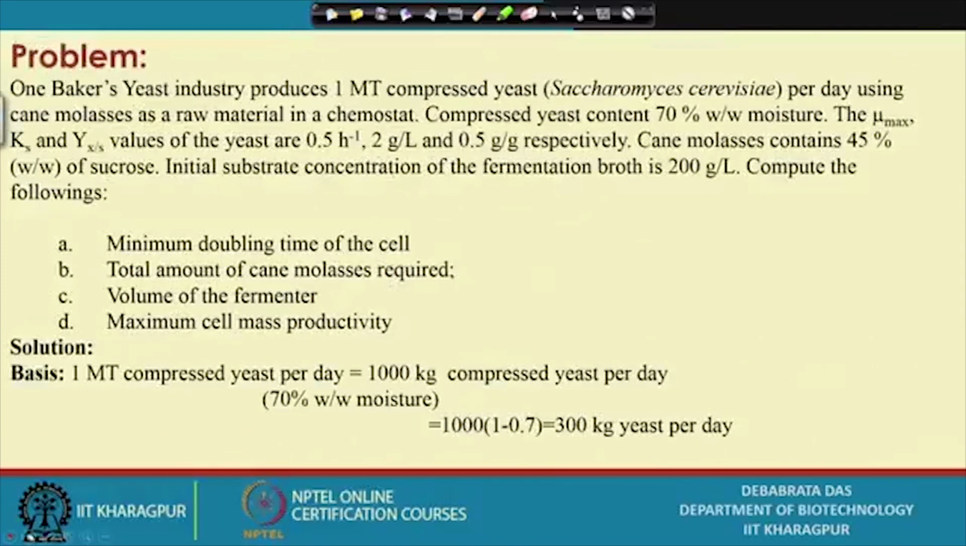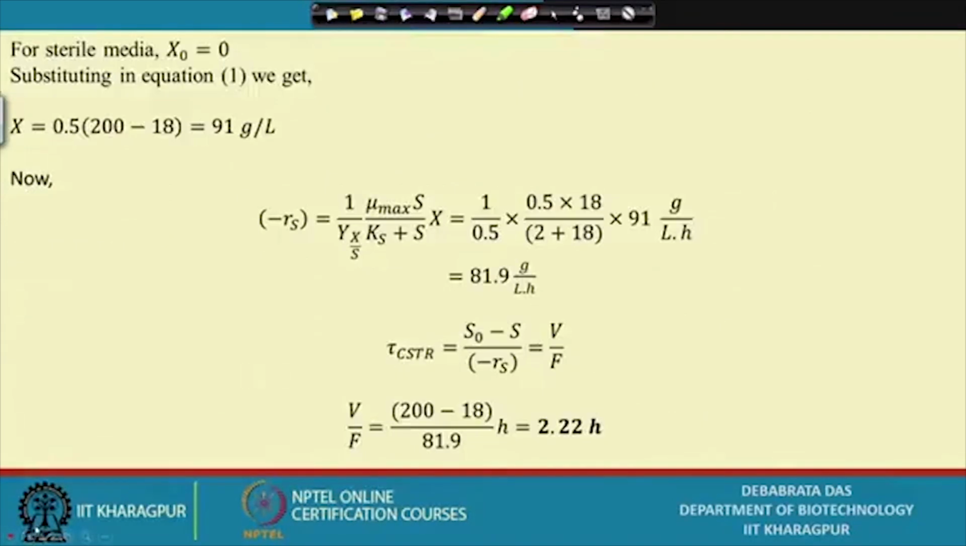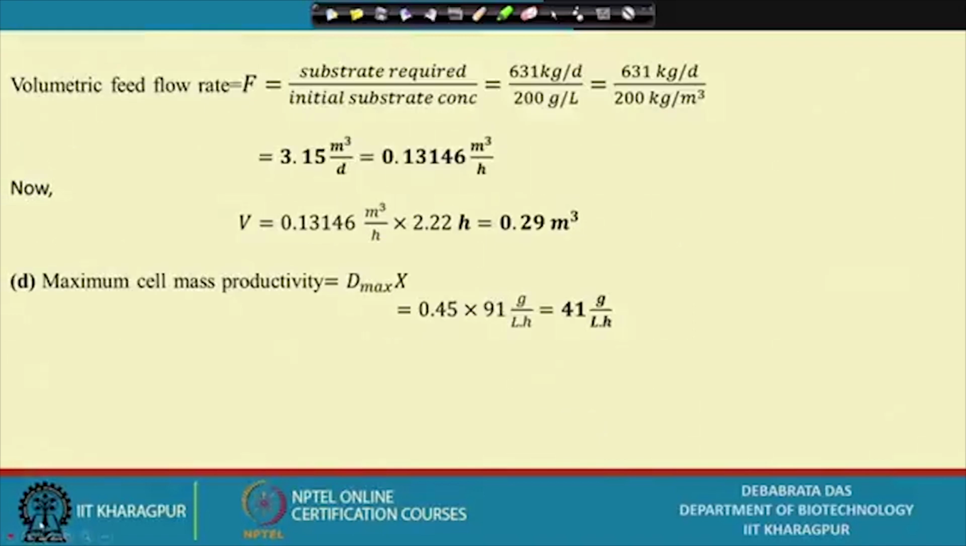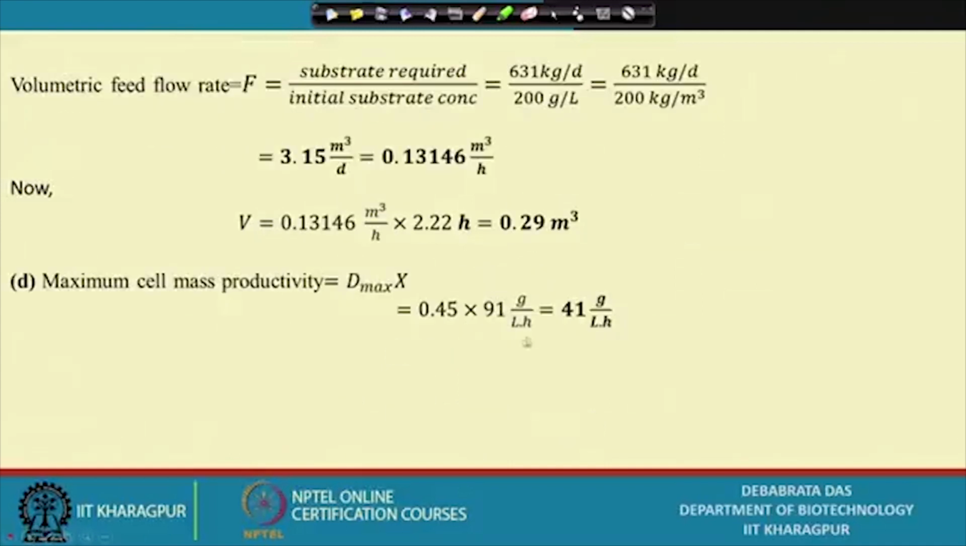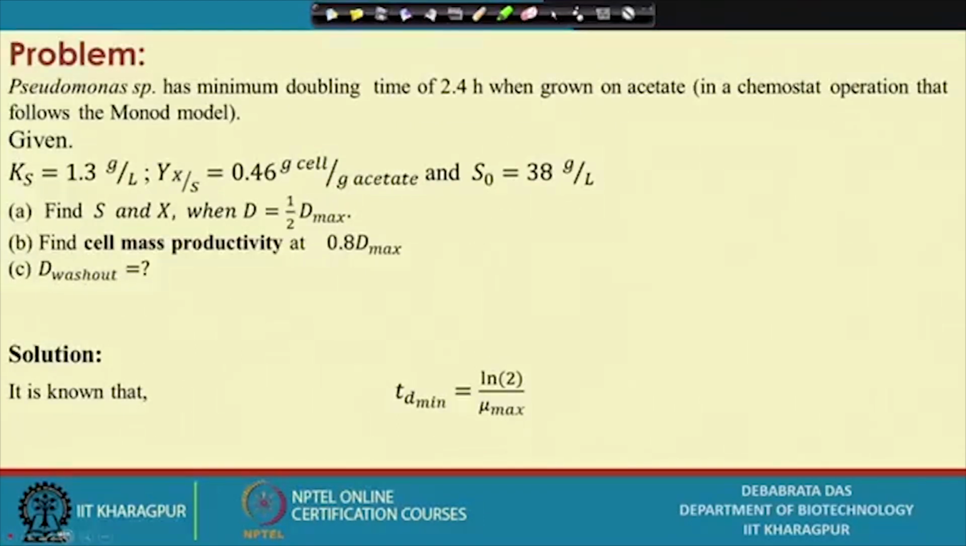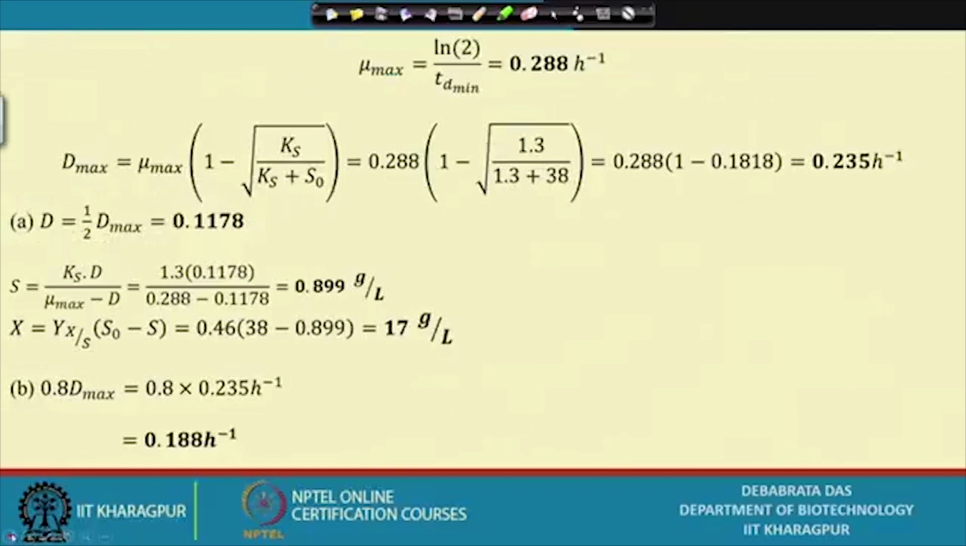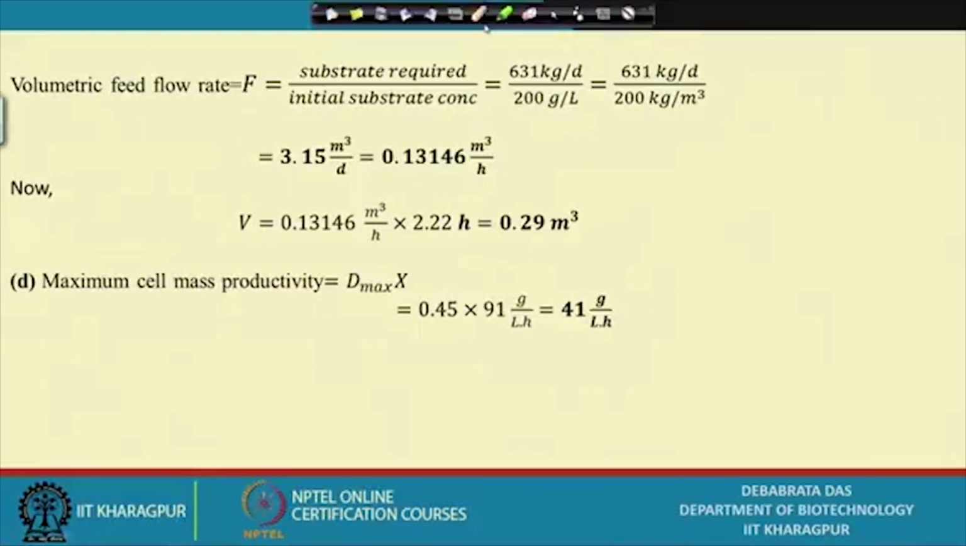Now, maximum cell productivity we shall have to find out. The X value we shall have to determine, and the X value we find is about 91 grams per liter. The unit of D is hour inverse. So it will come around 41 gram per liter per hour. So this is how we can solve this equation.